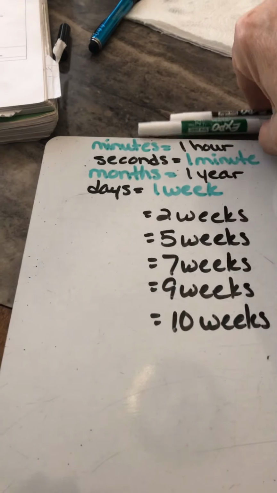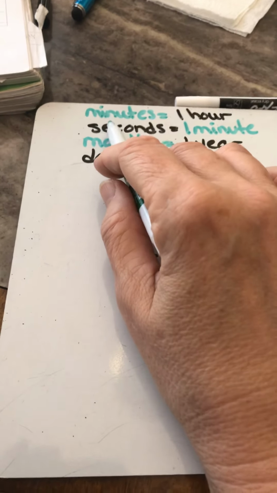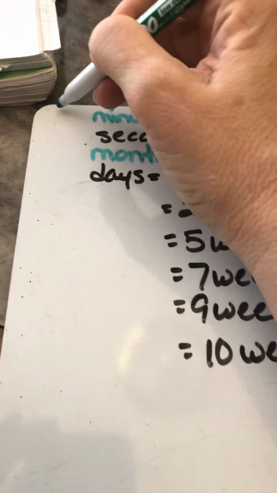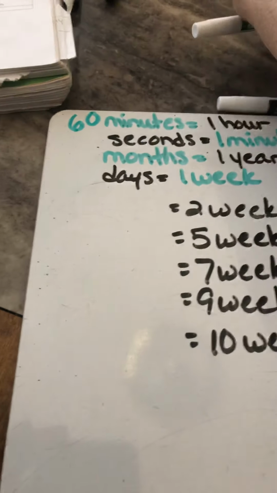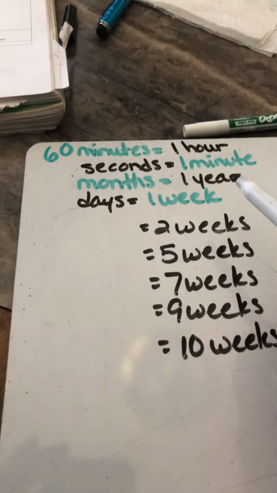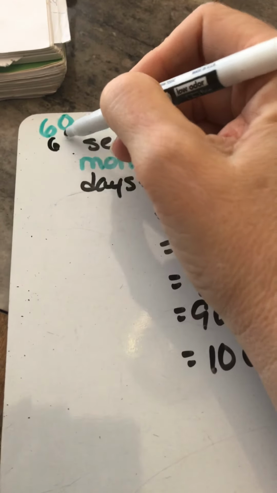But as you can see on my board, I'm ready to review a little bit. First of all, how many minutes are in an hour? I hope you said 60. Very similar to that, how many seconds are in 1 minute? Again, 60.